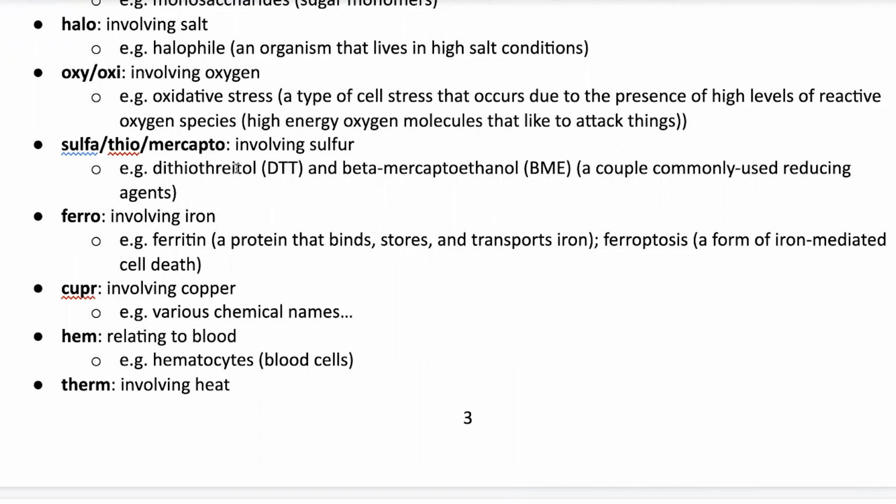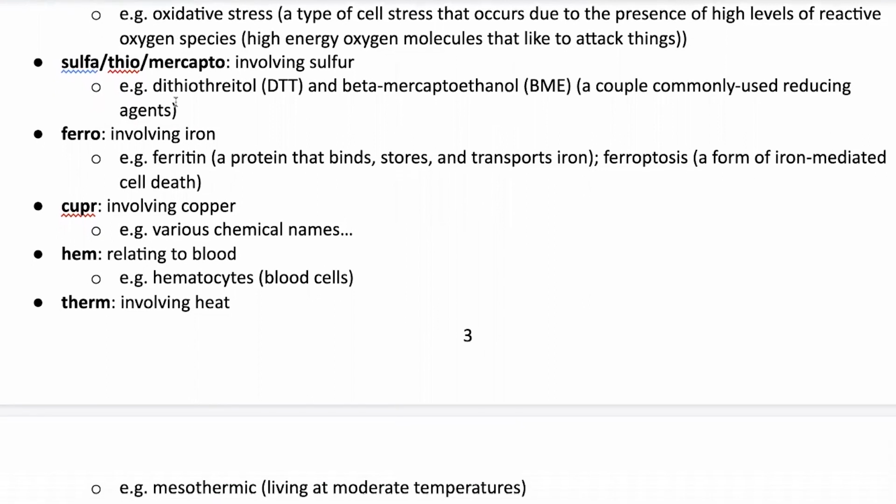So you might see this like ROS. So basically highly energetic oxygen molecules that like to attack things. And so oxidative stress, oxidative, so it's involving the oxygen.